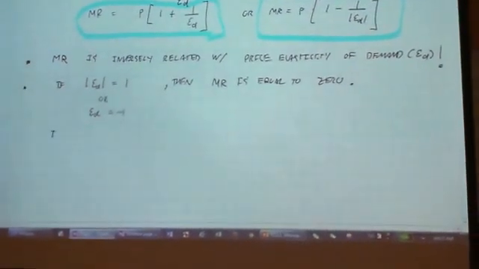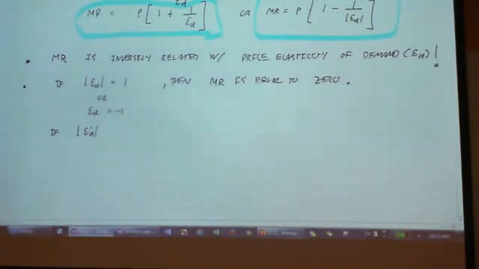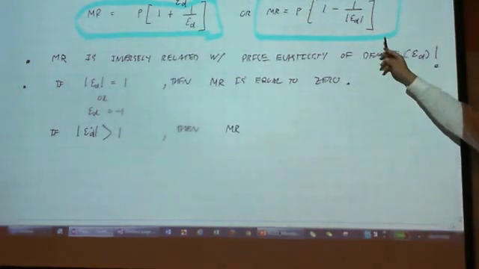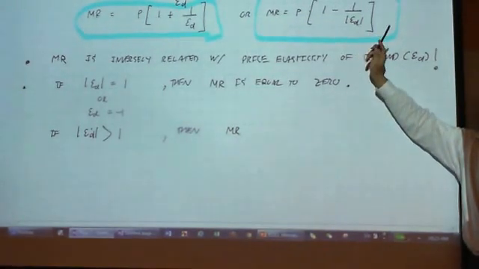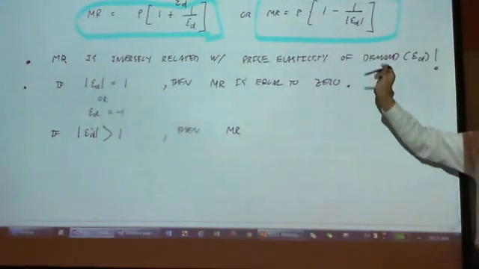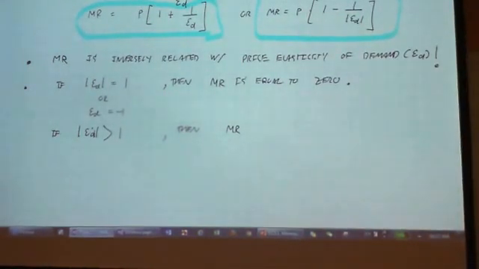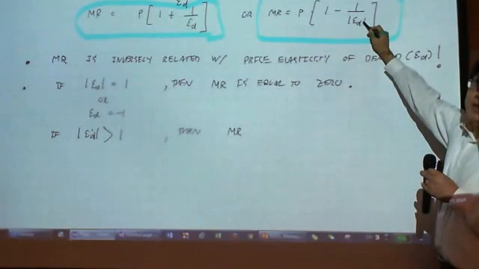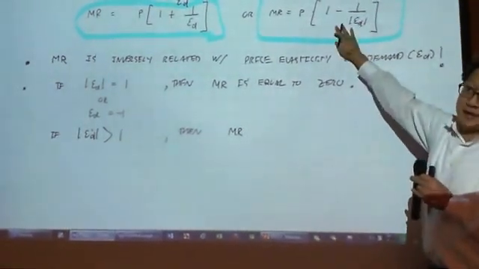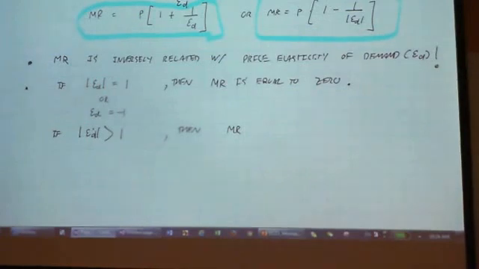Next, if you put something bigger than 1, okay, if you put 10 here, would MR be negative or positive? Positive, yeah. If you put 10 here, this term will be very small because it's divided by something big. So 1 minus something small must be positive. So MR is positive. This is what monopolists like.